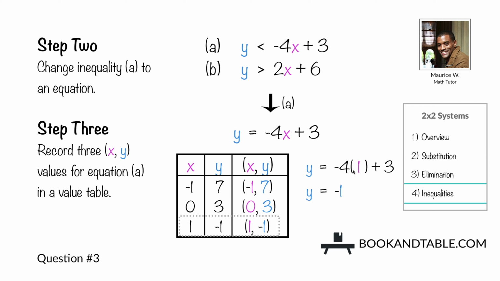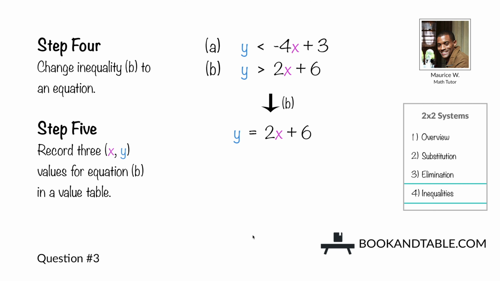The third point, when x is +1, y is equal to -4 times 1, which is -4. -4 plus 3 is -1. So when x is 1, y is -1. So this is our value table for A, and we repeat the process for B.